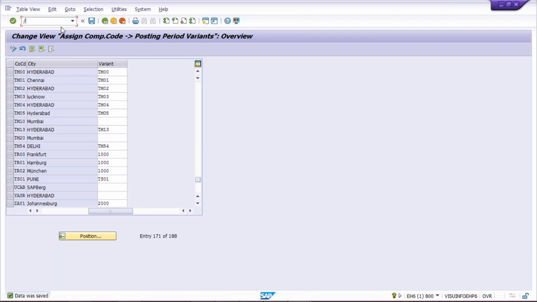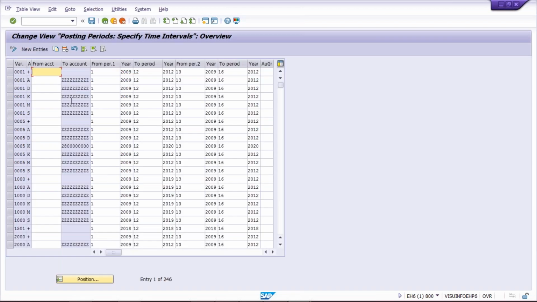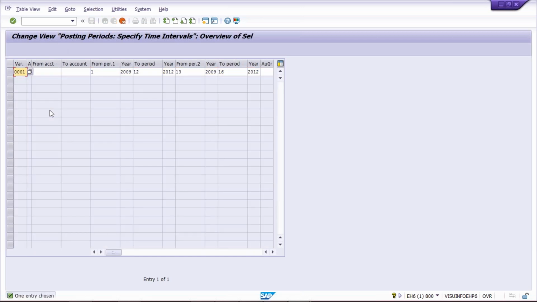So use /NOV 52 and press enter. Here you just do one thing right now. You simply select 0001 and copy it. Click on copy. This is the standard variant given by SAP. So now here you make it TM00.